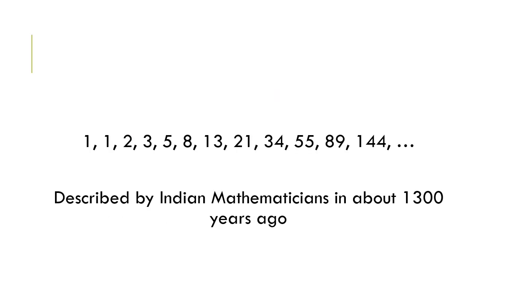So, I have here a sequence of numbers, a pattern, as you will say. So, we have here the numbers 1, 1, 2, 3, 5, 8, 13, 21, 34, 55, 89, 140. This sequence was first described by Indian mathematicians about 1300 years ago.